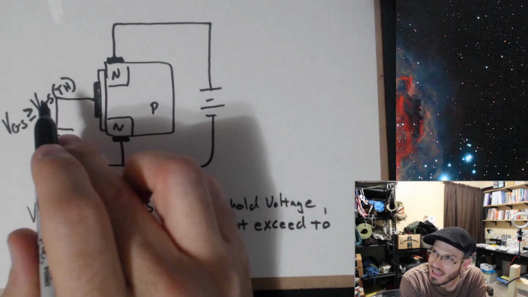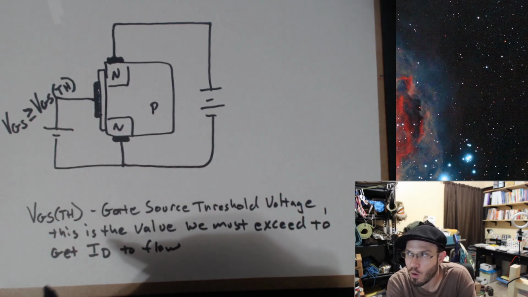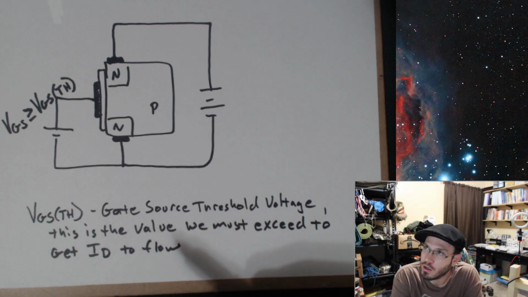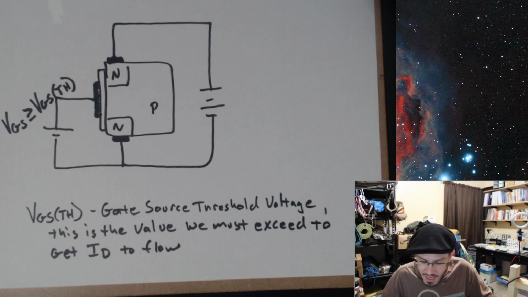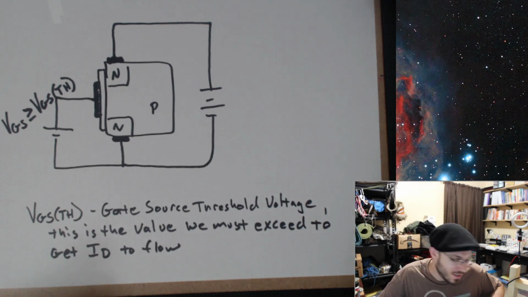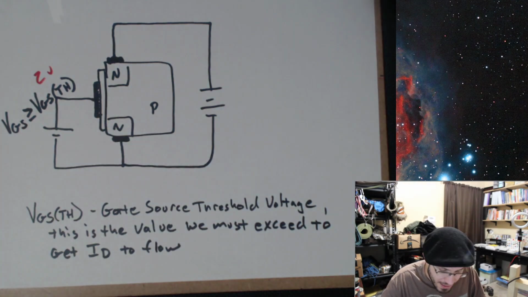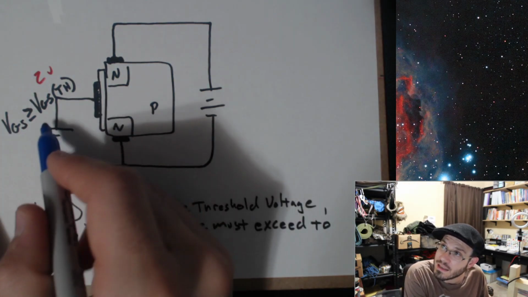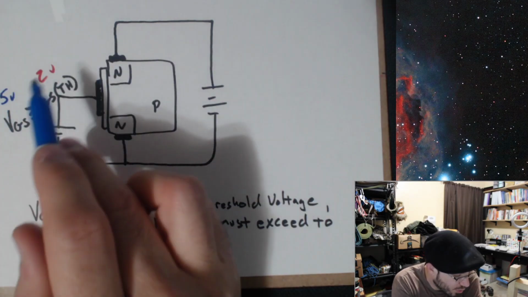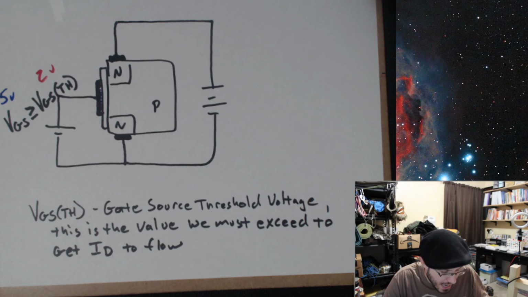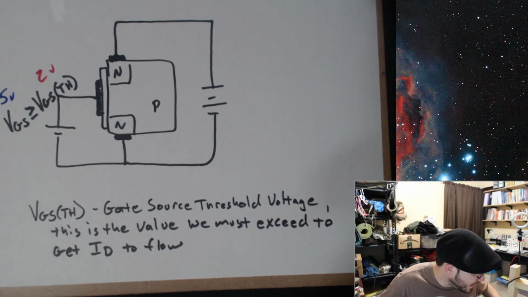Now, VGS-TH is a number that you would get from the data sheet. So if I open up a data sheet, you're going to find out that VGS-TH is equal to some value. So let's just say that VGS-TH is equal to 2 volts. And let's say that our gate source voltage, this voltage source, is set to 5 volts. Well, if it is greater than VGS-TH, something is going to start happening.